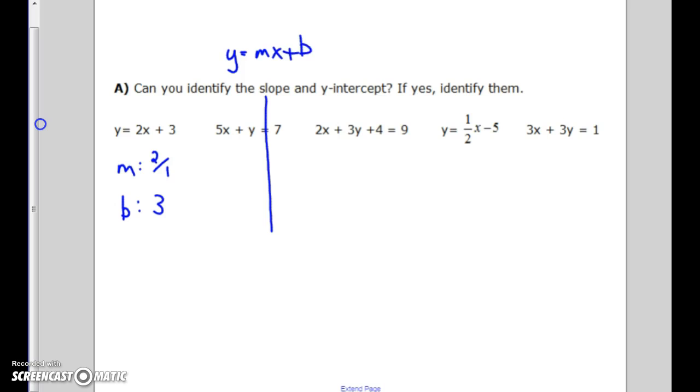So you're going to subtract 5x from both sides. So now y is equal to, what do I want first, the 7 or the 5? The 5. So it'll be minus 5x plus 7. So somebody tell me what's my m? Negative 5 over 1. Good. And my b would be 7.